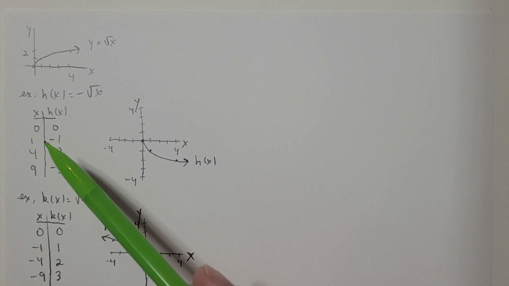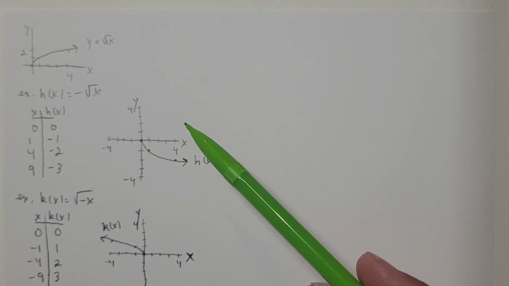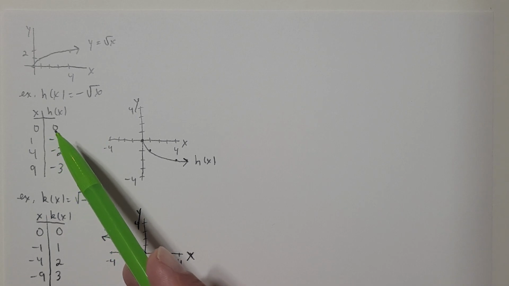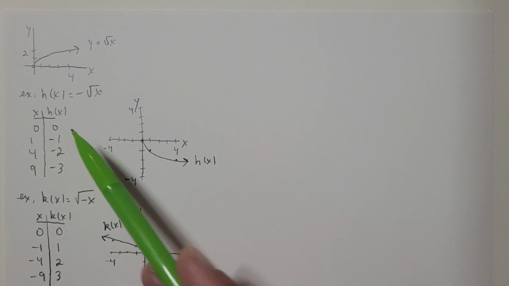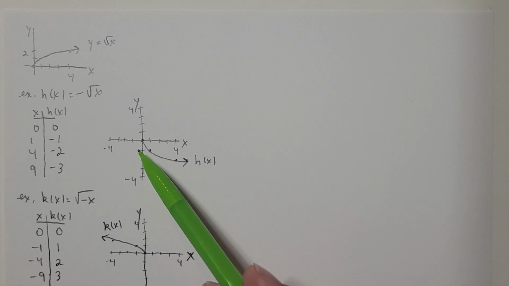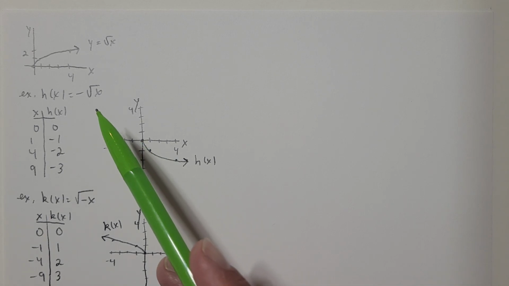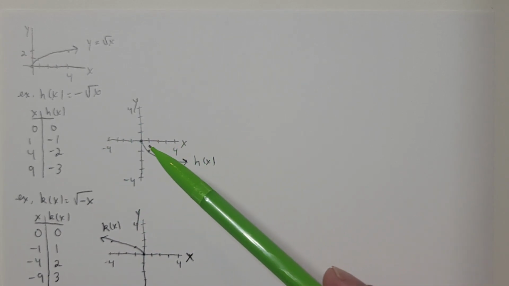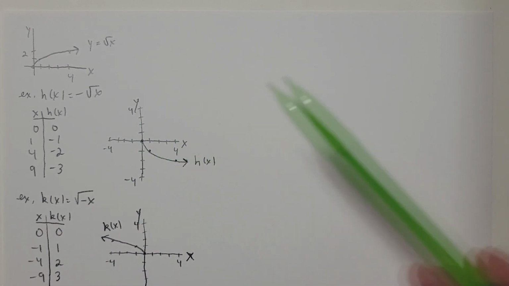Like if I let x be 0, and by the way, I don't want x to be a negative, right? Because the square root of a negative, that's not a real number. 0 is fine, right? Because the square root of 0 is 0. So 0, 0 would be on the graph. If x is 1, the square root of 1 is 1. That'd be a negative 1, though, coming out of this. So the point 1, negative 1 would be on the graph.